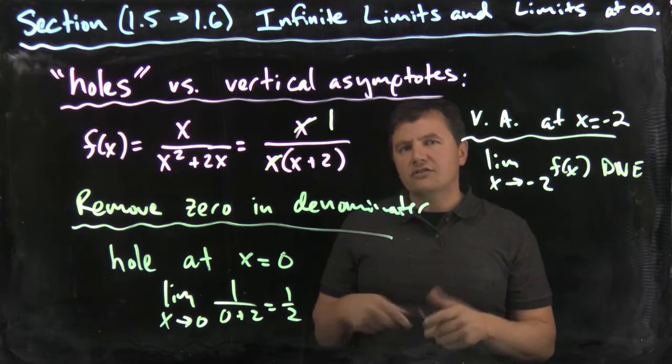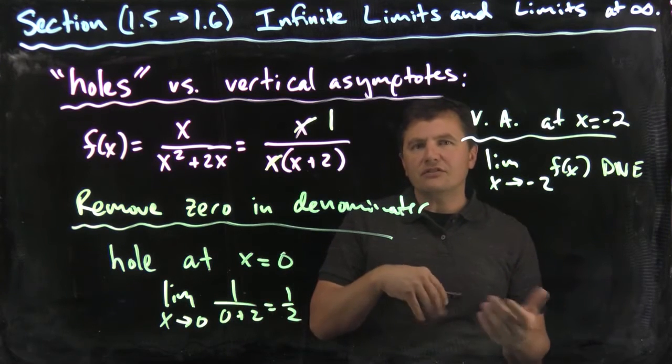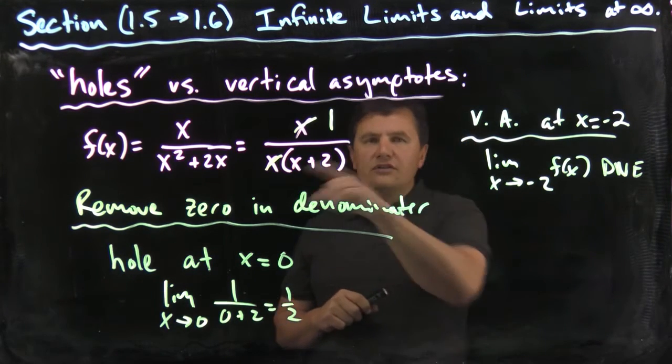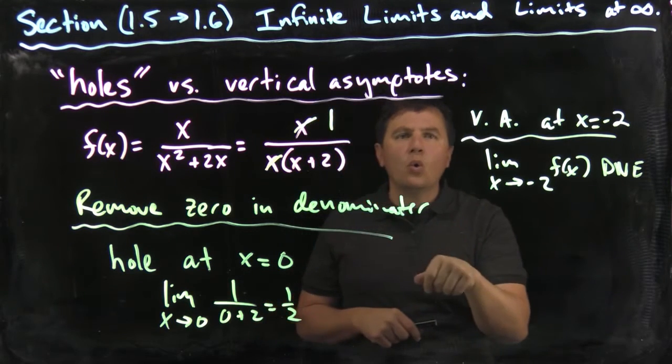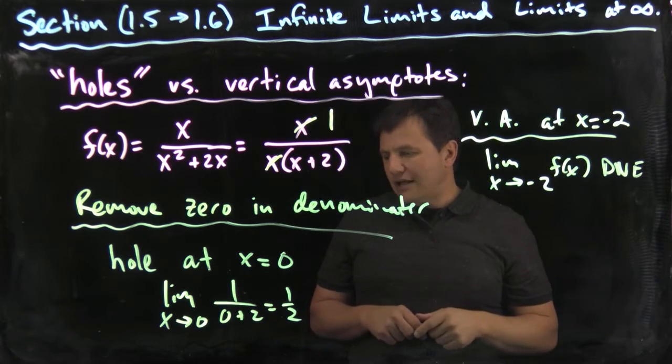So when we're getting in this discussion, does this thing have holes? Does it have vertical asymptotes? Look at the zeros in the denominators. If you can find a way to remove them, it's going to be a hole. If you can't, it's going to be a vertical asymptote.